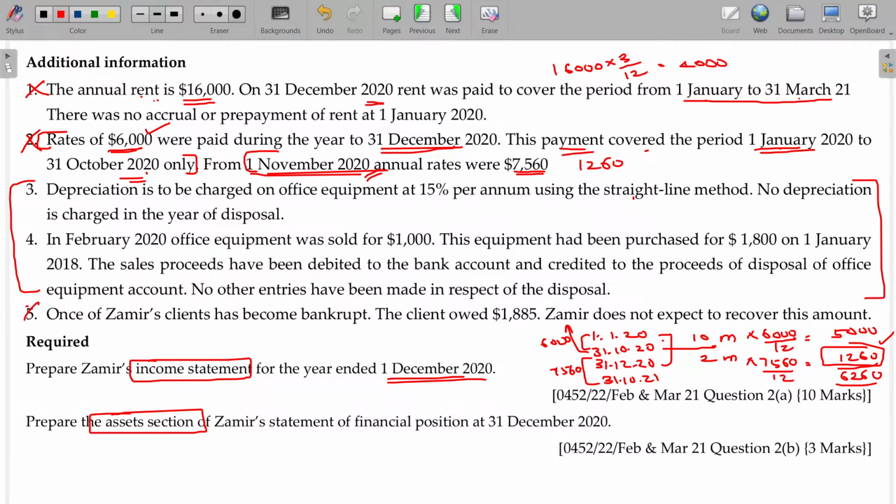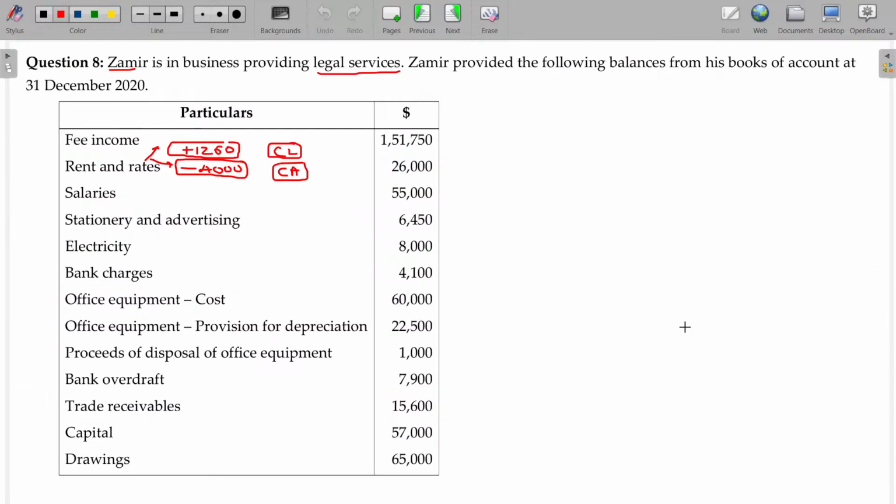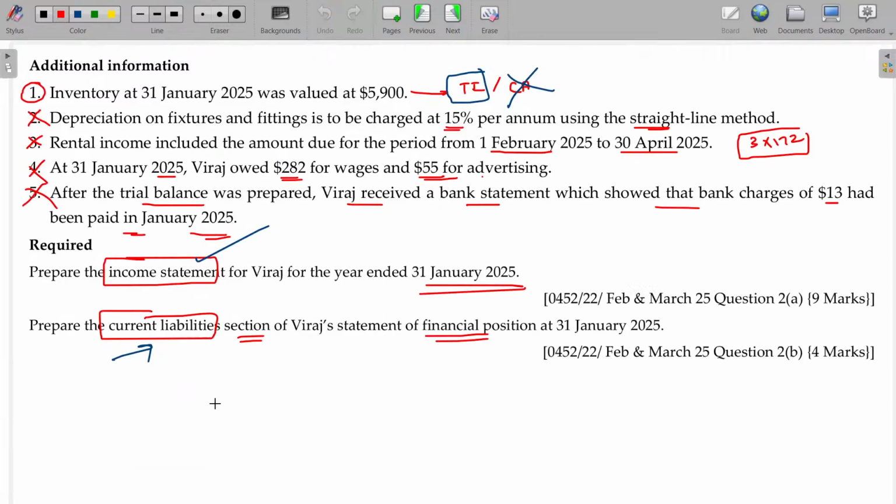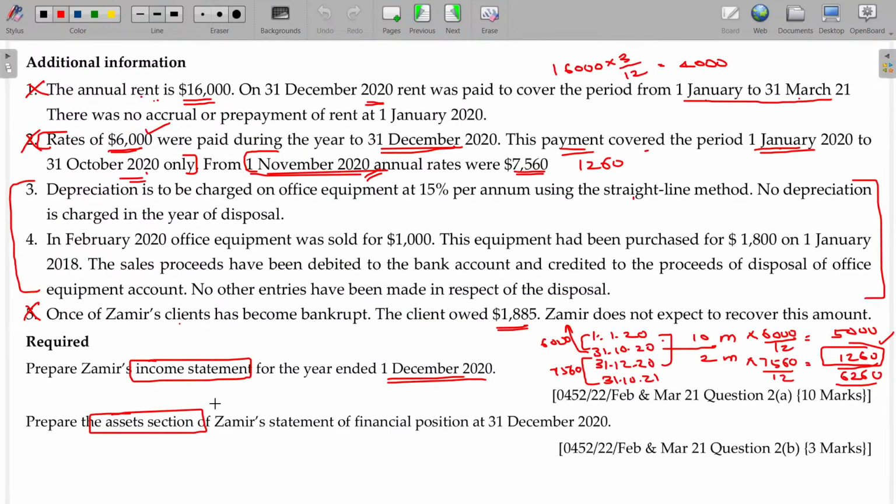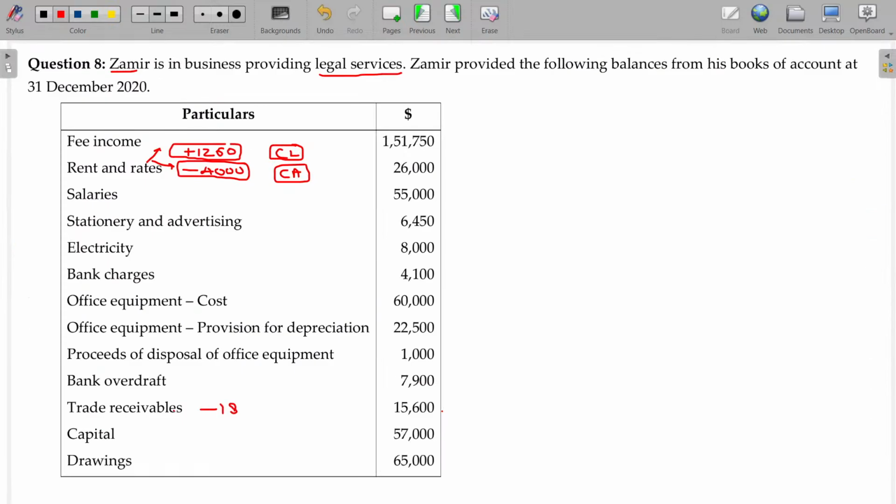One of Zamir's clients has become bankrupt. The client owed $1,885. Zamir does not expect to recover this amount, so it is an irrecoverable debt. In trade receivables 15,600, you have to subtract this one, the value being 1,885. 1,885 should be subtracted. Not only that, this becomes your expense related to the profit and loss section. So profit and loss expenses. Clear?